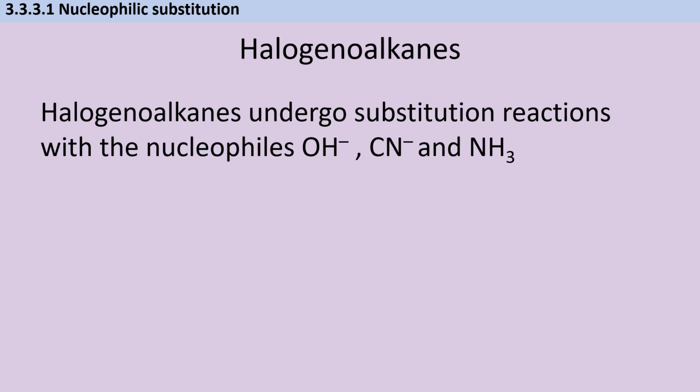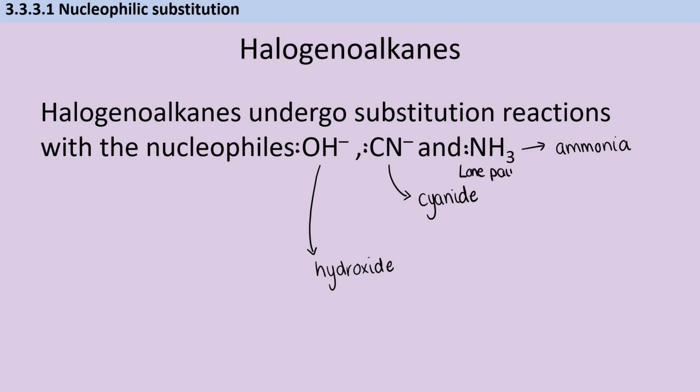Halogenoalkanes undergo substitution reactions with nucleophiles, and there are 3 named examples here. Hydroxide and ammonia you're already quite familiar with, but the new one will be the cyanide ion. It's important to note that all 3 of these species have a lone pair of electrons, and also that both hydroxide and cyanide have got negative charges. But what actually is a nucleophile, and what is a nucleophilic substitution reaction?